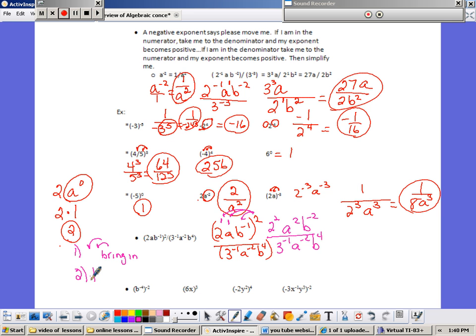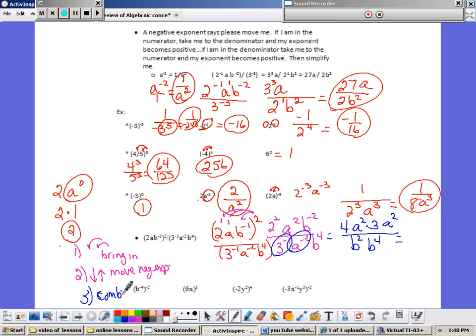Step 2, move up or down. Move negative exponents. 2 squared is not, so that's 4. A squared is not. B to the negative 2 needs to go down. 3 to the negative 1 needs to come up. A to the negative 2 needs to come up. B to the 4 stays down.